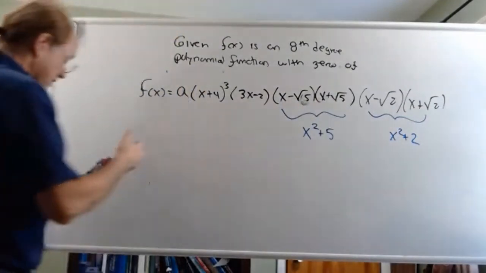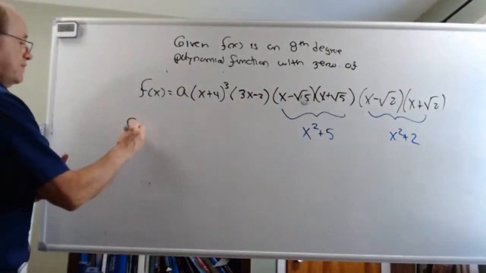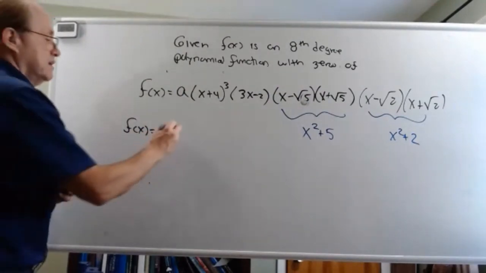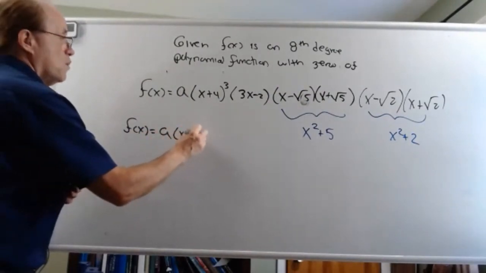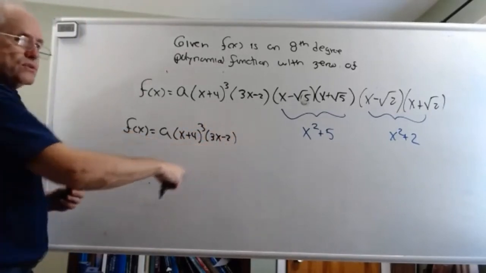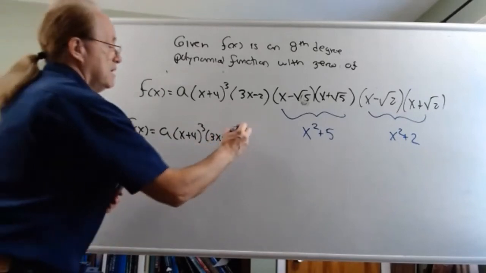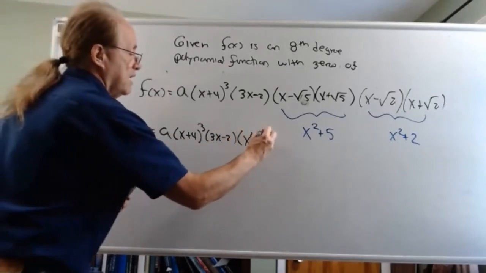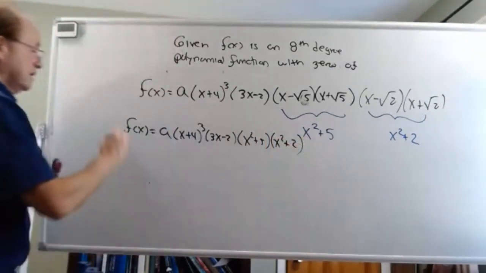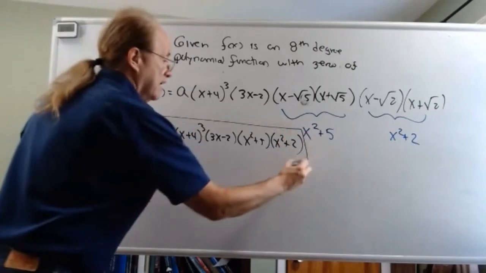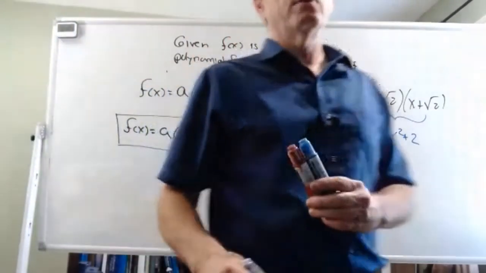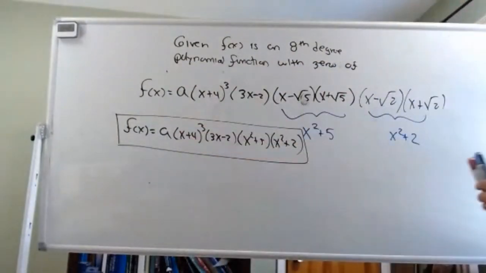So what is my functional form of f of x? Well, f of x is some coefficient at the front, x plus 4 cubed, 3x minus 2. Now, if you wrote this as x minus 2/3, I'm not going to take any points off. And then x squared plus 5 times x squared plus, in this case, 2. That is a way of determining it, and if I multiply that out, I could get what my polynomial looks like, with an a out in front of everything.